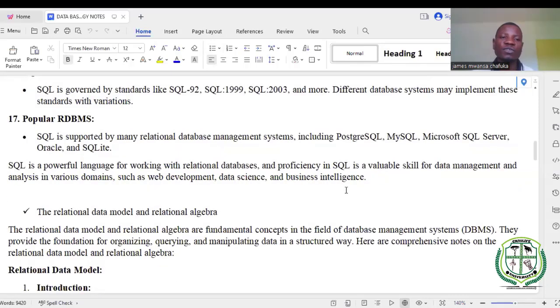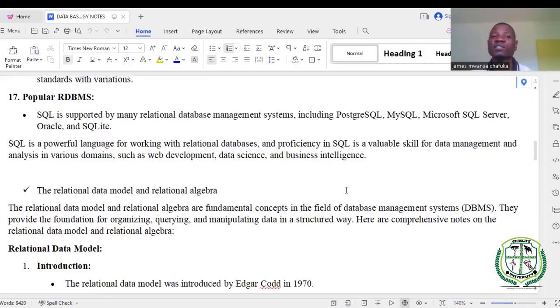Okay. So we're saying that SQL, which is structured query language, is a powerful language for working with relational databases. And proficiency in SQL is a valuable skill for data management and analysis in various domains, such as web development, data science, and business intelligence. So this is just part of Unit 2, which is the relational data language.